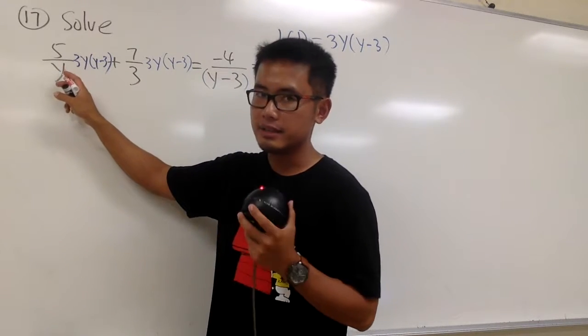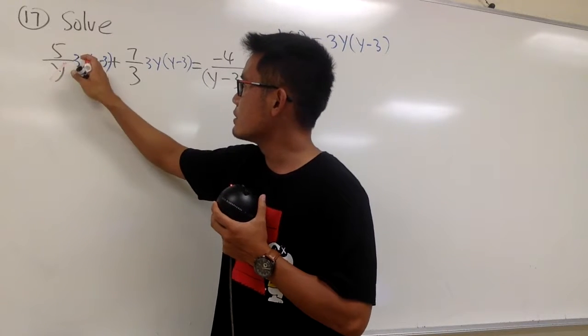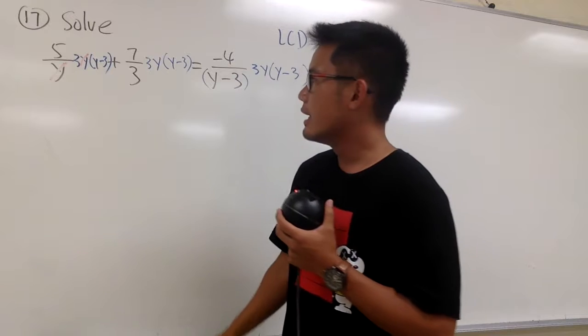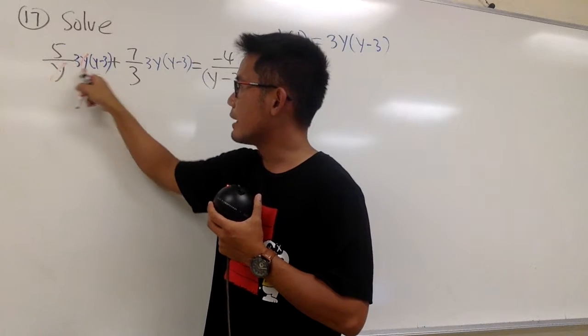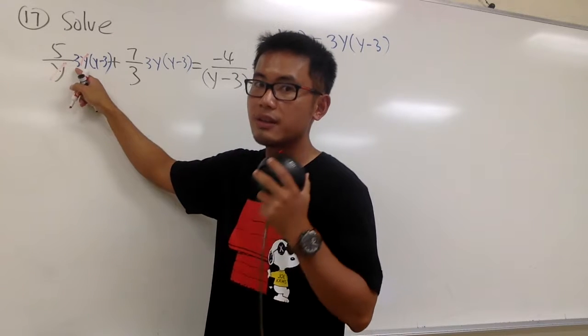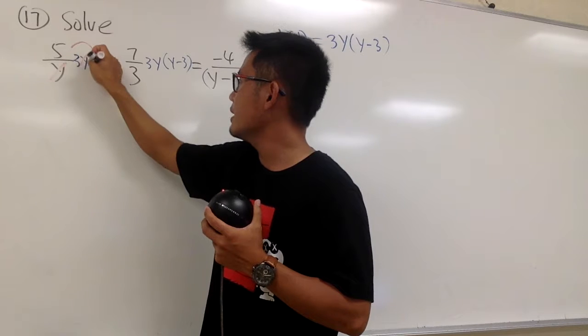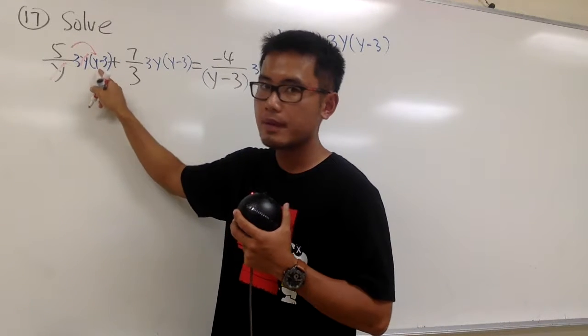So, for the first one, take a closer look. Here we have a y in the denominator, and we multiply this y. They will cancel each other out, so let's just cross them out, okay? And now, we are just going to multiply the rest together. This is 5 times 3, which is 15, okay? This is 15, and then you are going to take 15, multiply with this y.